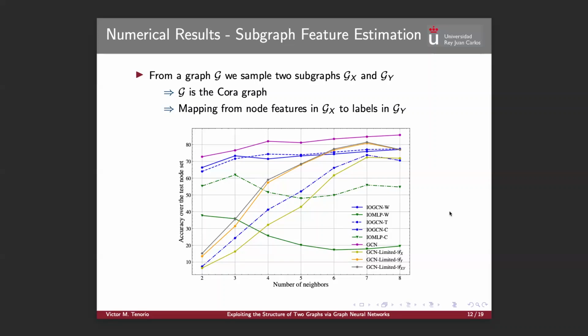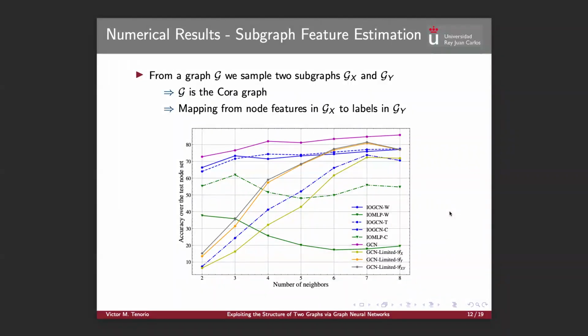And we represent the accuracy over the test node set as we increase the number of neighbors in this snowball sampling. As we increase more neighbors, the sizes of the subgraphs are larger, and there will be more overlapping nodes between one and the other. The graphs will be more similar, so we expect that the performance actually gets better as we consider larger subgraphs.